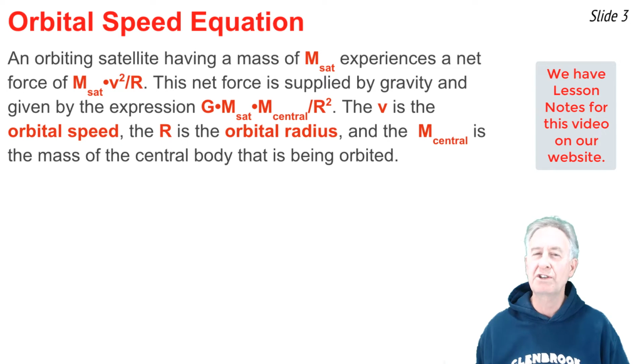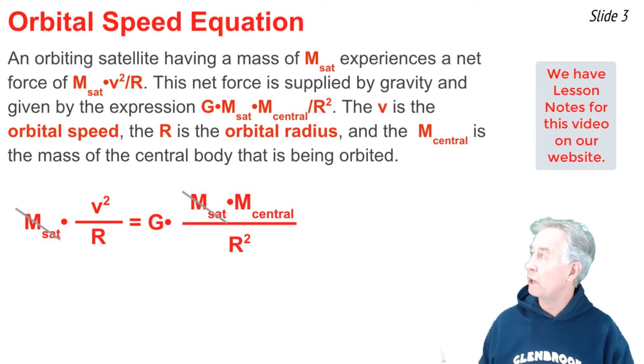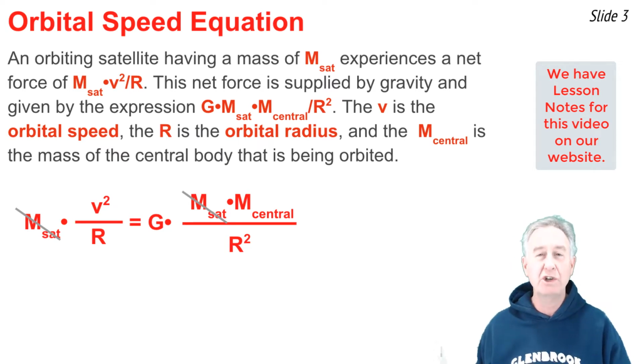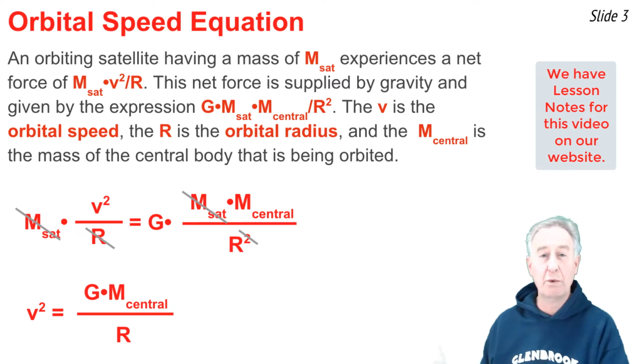Now, since the net force is equal to the force of gravity, we can state that these two force expressions are equal to one another, and the result is this equation. When I inspect the equation, I notice that the mass of the satellite is on the left and the right side of the equation. So if I divide through by the mass of the satellite, I'll cancel it from the equation. I also notice that there's a radius of orbit in the denominator on the left side and a radius squared on the right side. So if I multiply both sides of the equation by r, I'll cancel one of the r's from both sides, and the result is this equation.